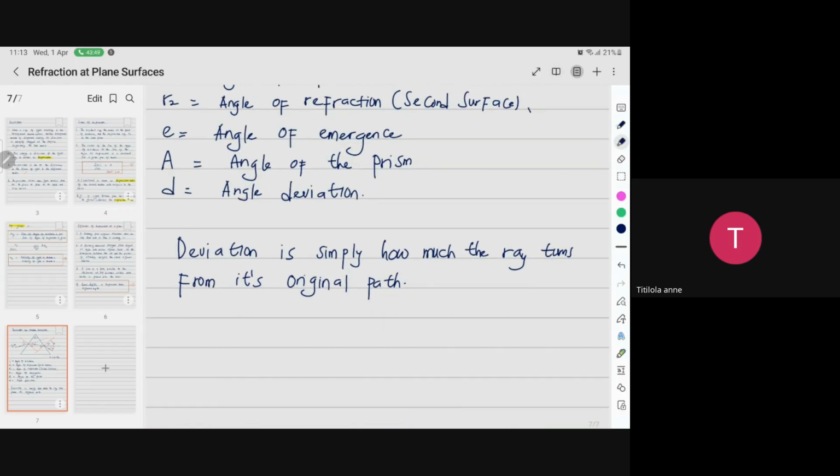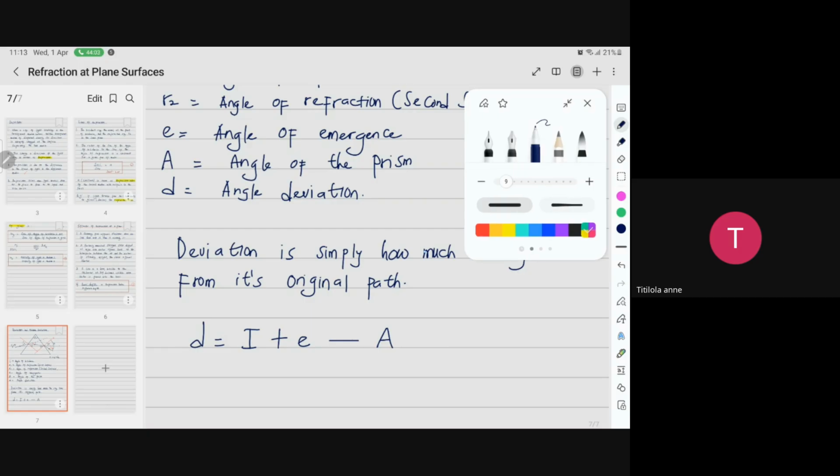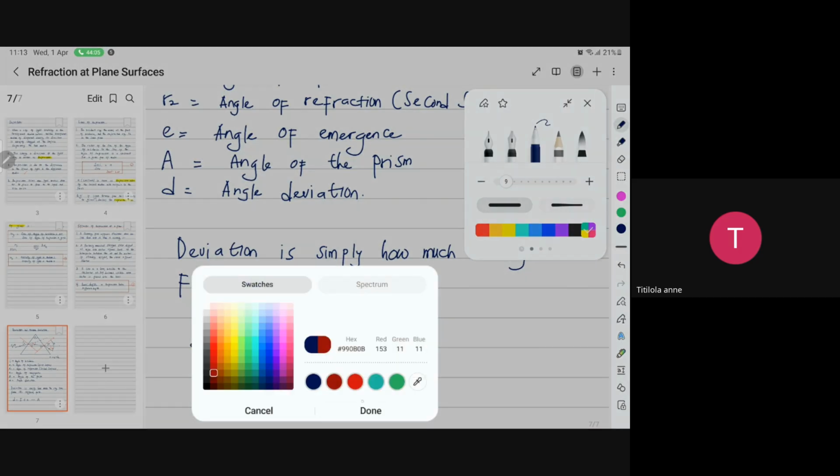So what are the formulas you need to remember at every point in time? I've given you 3 equations. So this one will be my equation number 4: deviation is equal to the incident angle plus the angle of emergence minus the angle of the prism. This is your equation number 4.